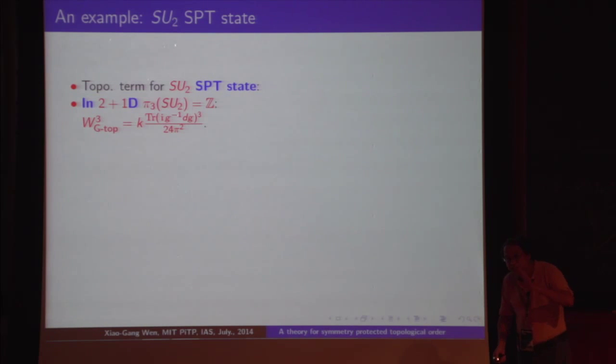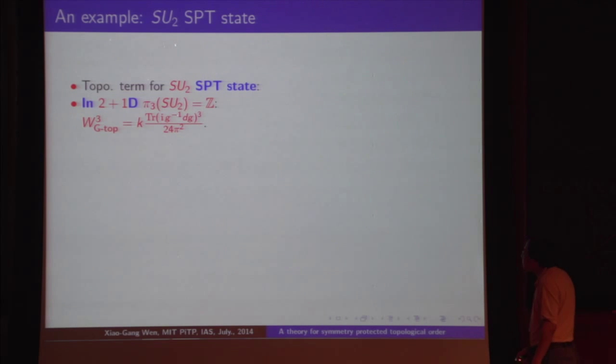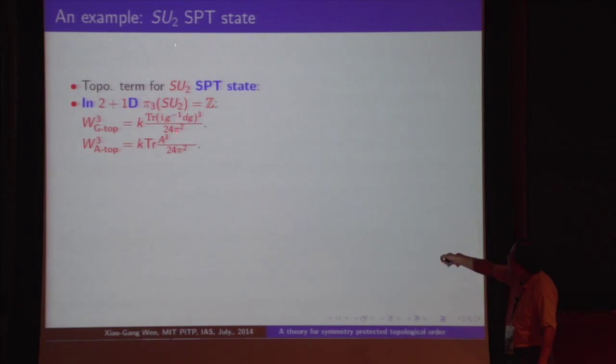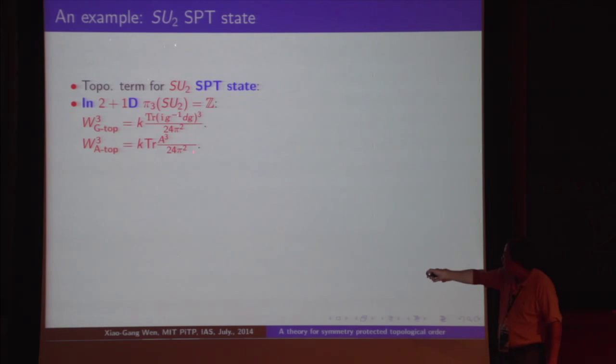So even in the field theory, we can define this topological 2π quantized topological term. This topological term is just G inverse dG cubed with a trace; you integrate that and you get the winding number. In our gauging process, we just replace this G inverse dG by A. So then we have just A cubed, that's it. And this is okay if A is a totally flat connection, and this is our topological term.